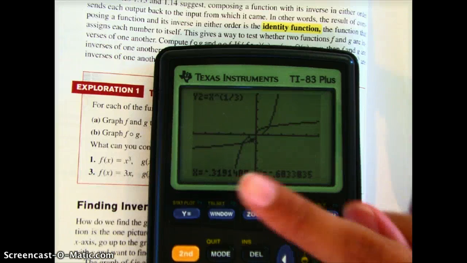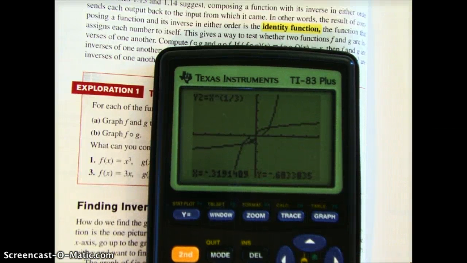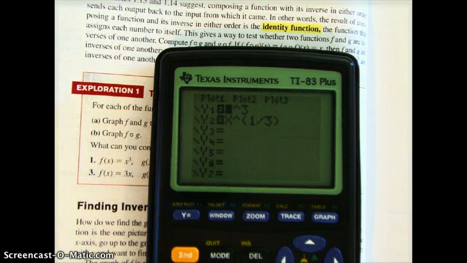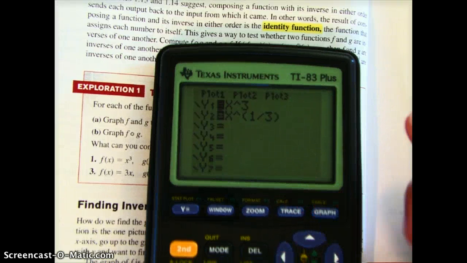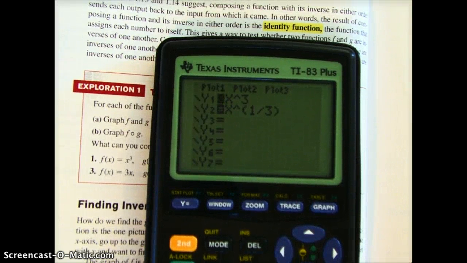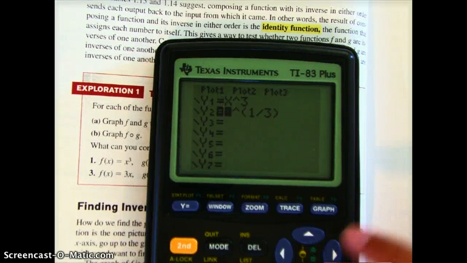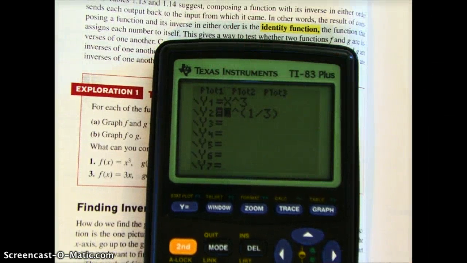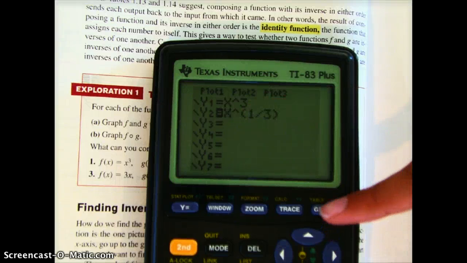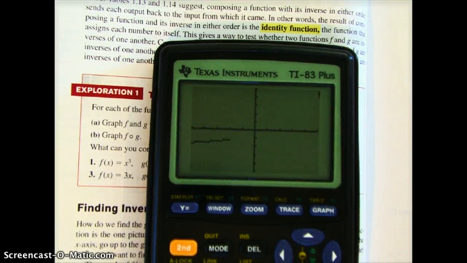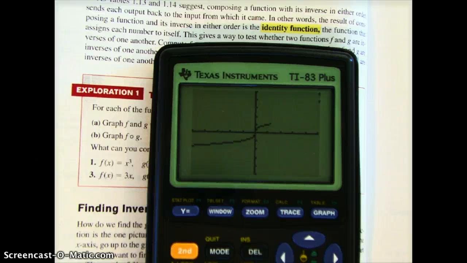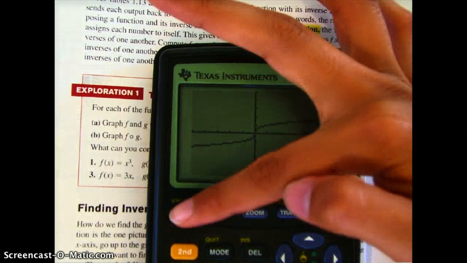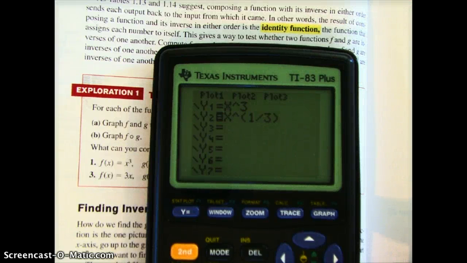So now that we have a sense for what those graphs look like, the next step was to graph the composition. If you go back to y equals, I'm going to turn off these two graphs by going to the equal sign and then pressing enter. And when I do that and move away from it, you'll see that it's no longer highlighted. So now my graph is only going to show me y2. And I made y1 disappear without erasing it, so I can quickly put it back in later.